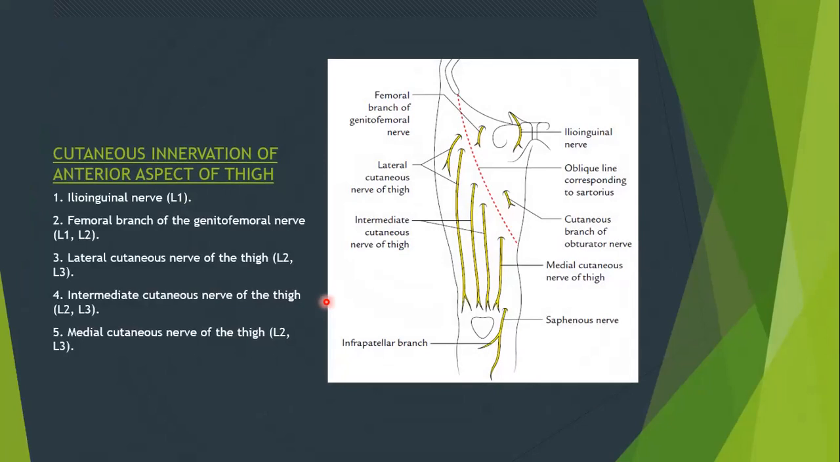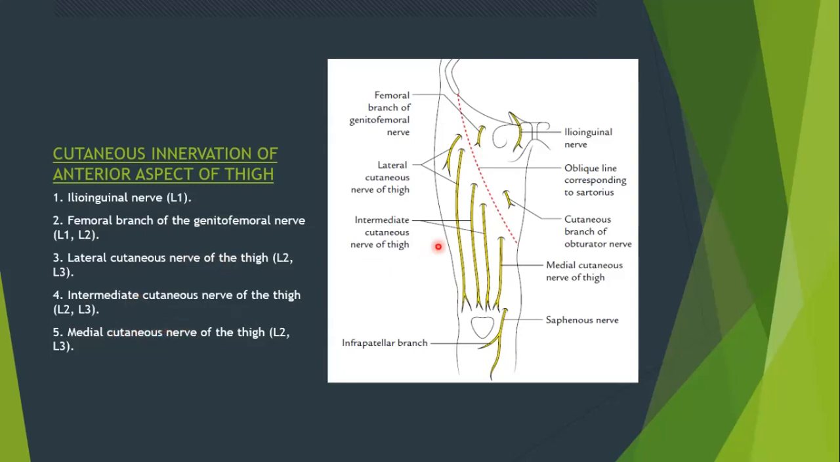Now, the cutaneous innervation of the anterior aspect of the thigh is by the following nerves: the ilioinguinal nerve, the femoral branch of the genitofemoral nerve. You also have the lateral cutaneous nerve of the thigh, or the lateral femoral cutaneous nerve. You also have the intermediate and medial cutaneous nerve of the thigh.